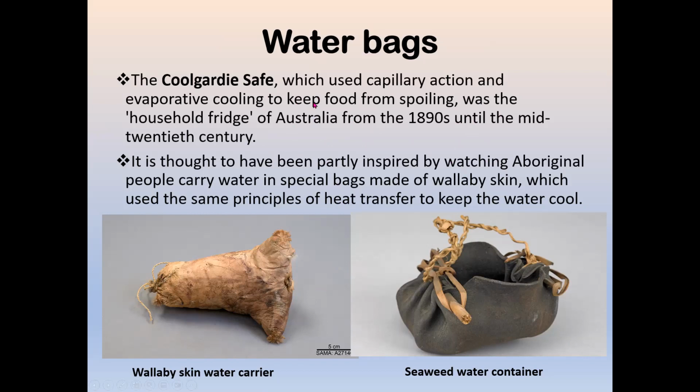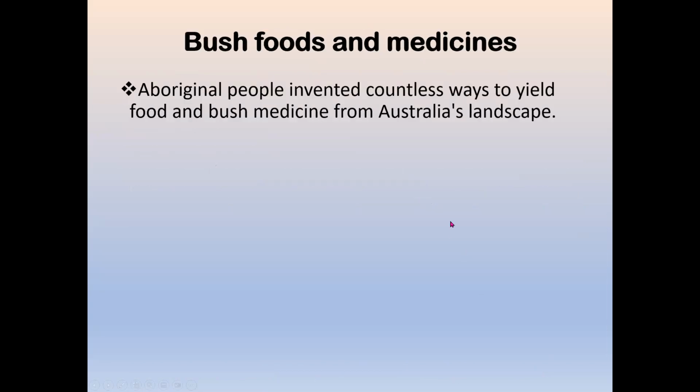So the Coolgardie safe came in the 1890s when they saw what the Aborigines were doing, and that came to be what we use. They used animal skins like this, sealed them off, carried water in them, and this is the wallaby skin. The seaweed, they made a water carrier, all amazing stuff.